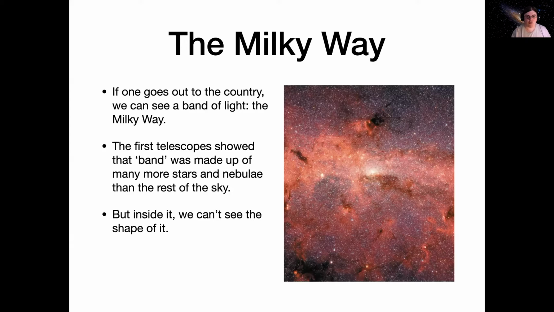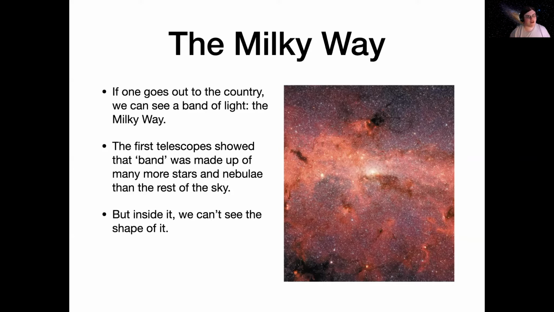The first telescopes showed that that band of faint light was actually a bunch of stars that were too faint to see on their own, but were bright enough in aggregate to produce this faint band of light. And astronomers noticed that there were a lot more stars in that band of light circling the sky, and there were a lot more nebulae in those directions. But it's hard to see the shape of the whole thing when you're inside it.